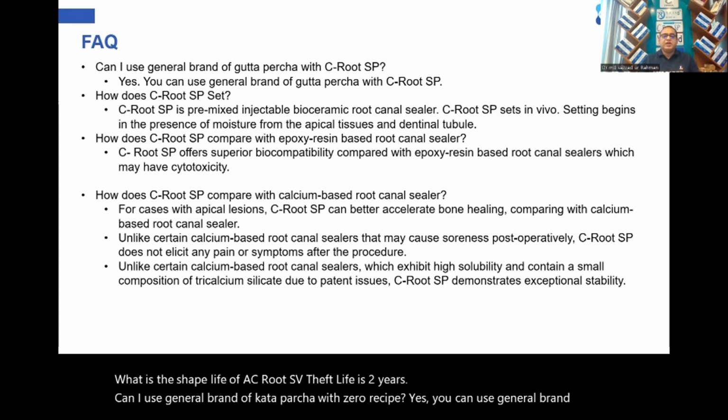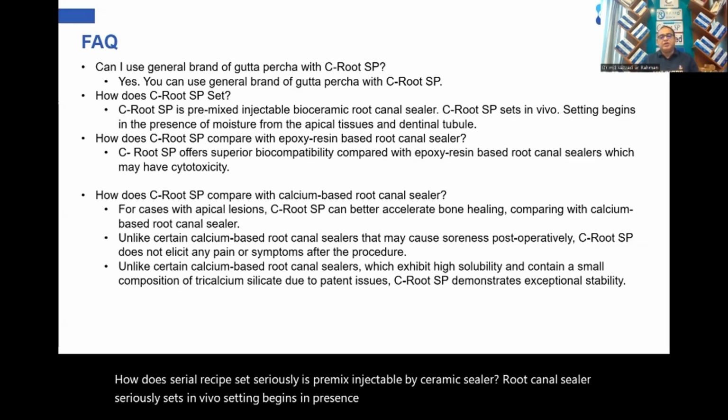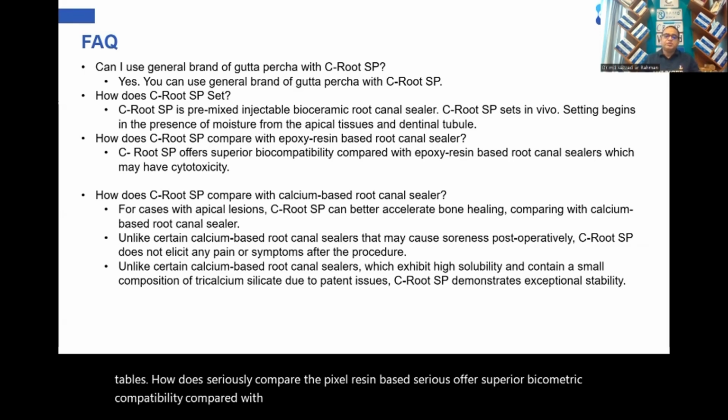How does C-root SP set? C-root SP is a premixed injectable bioceramic root canal sealer. C-root SP sets in vivo. Setting begins in the presence of moisture from the apical tissue and dentinal tubules. How does C-root SP compare with resin-based sealer? C-root SP offers superior biocompatibility compared with epoxy resin-based root canal sealers, which may have cytotoxicity.